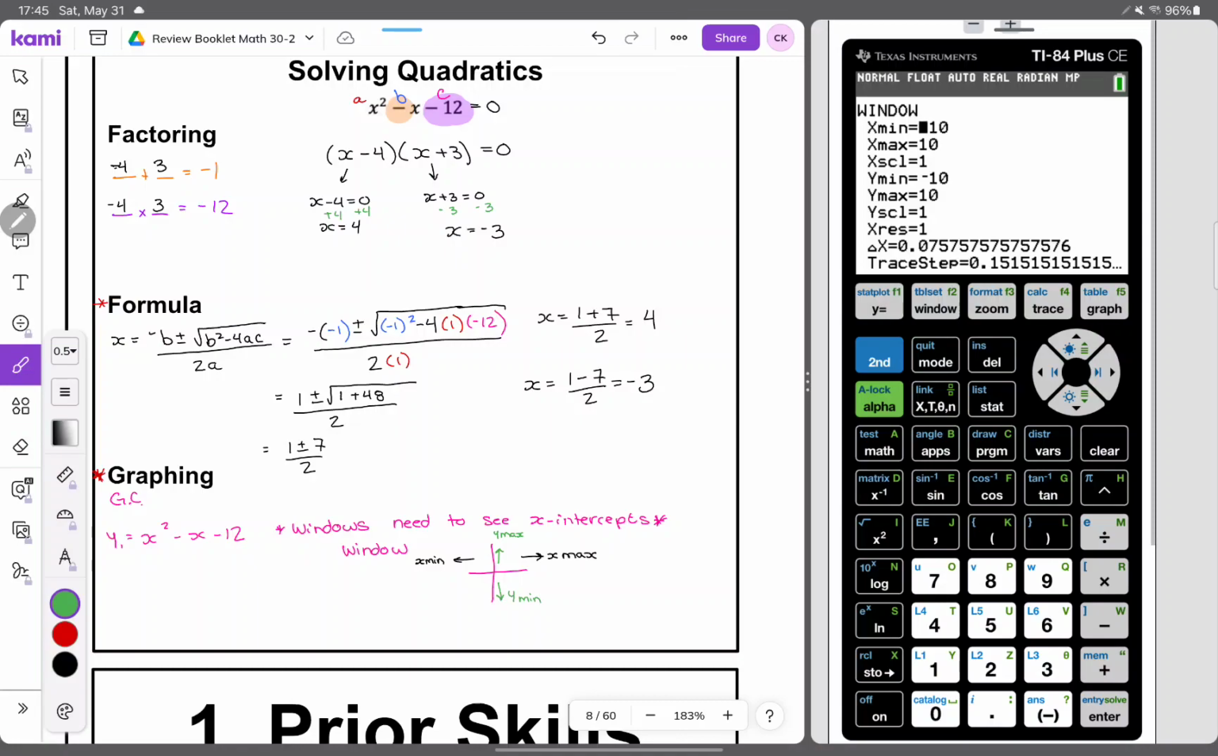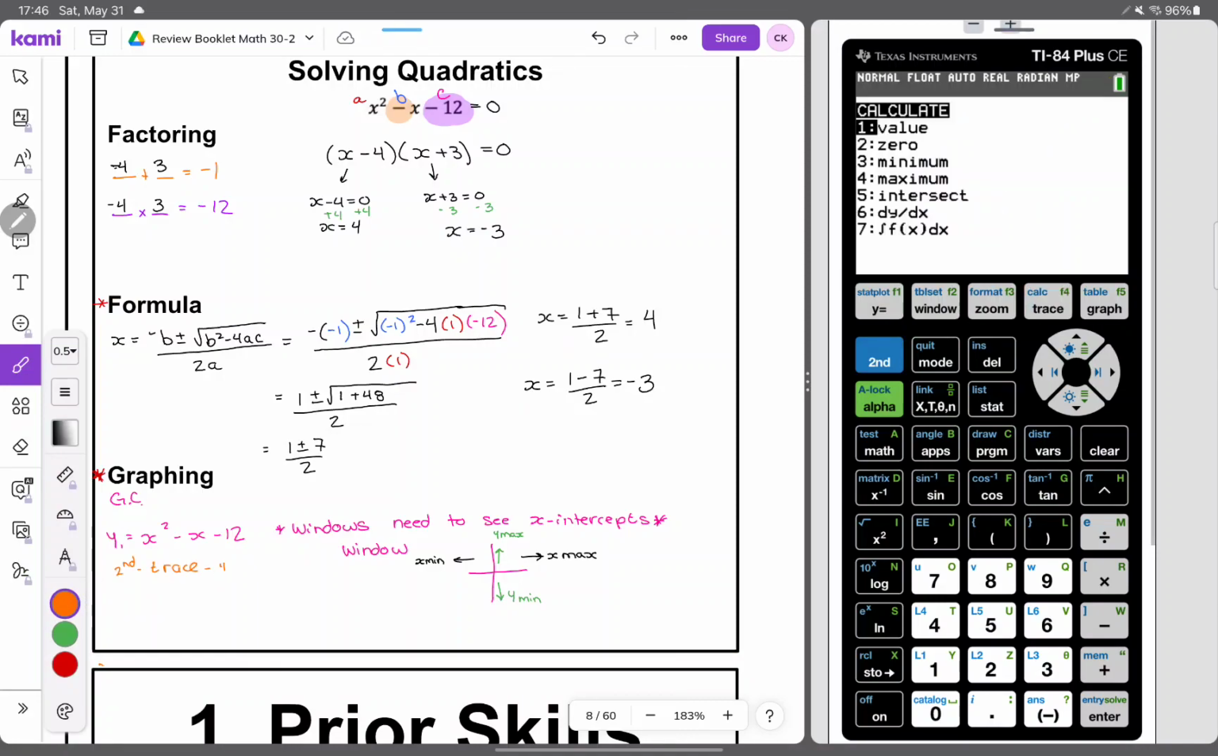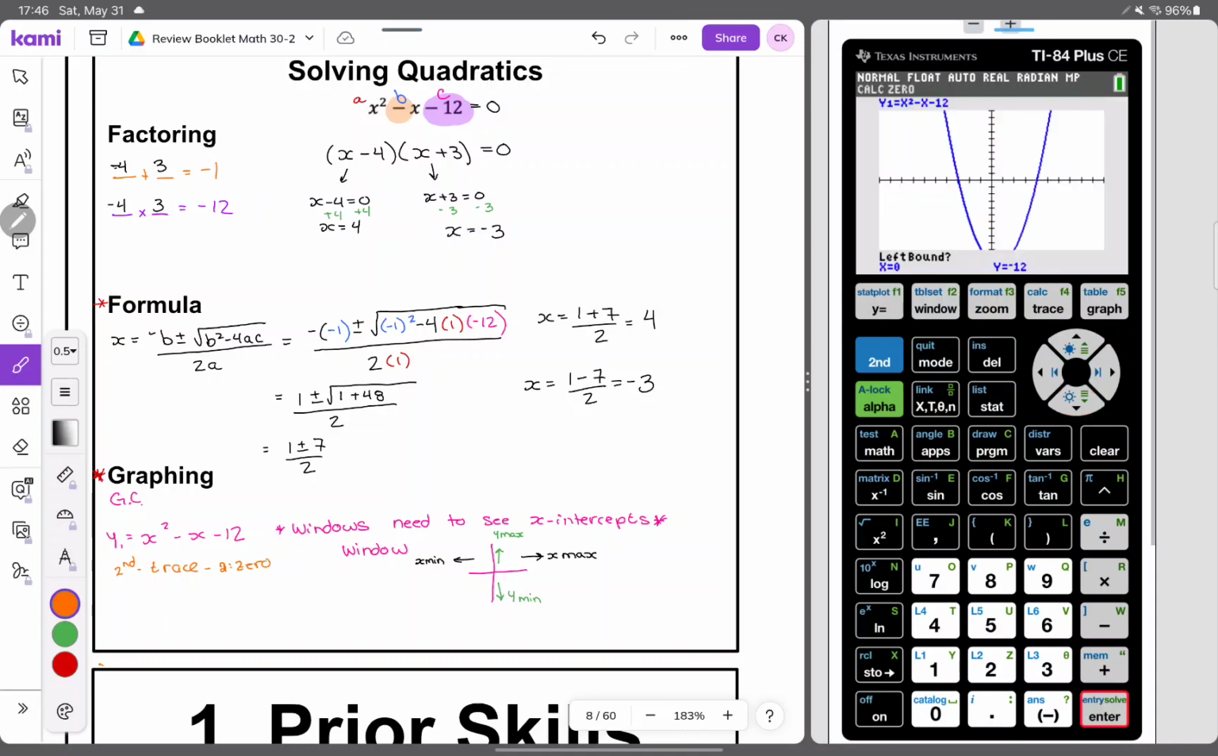Once you can see those x-intercepts, you're going to go to your graph and you're going to go second trace. We're looking for the 0. So if I go down to the 0, it's going to ask you for a left bound and a right bound. So you have to find one x-intercept at a time. It's always going to ask for a left bound and a right bound.